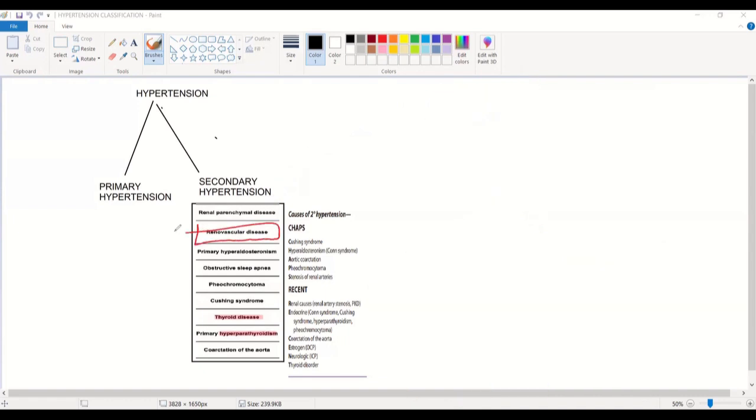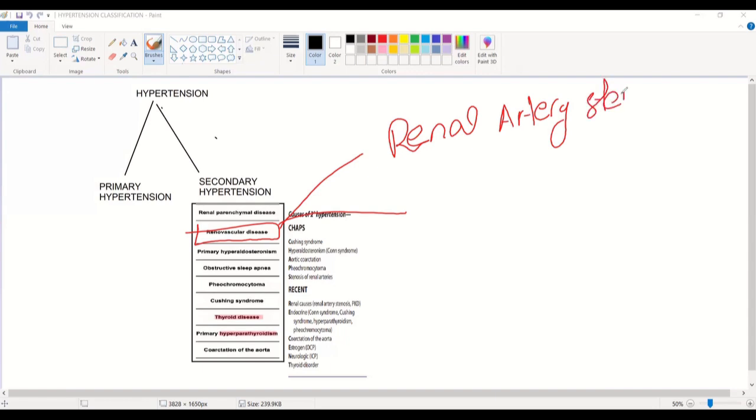Okay, the renovascular hypertension. Can anybody tell me the cause of renovascular hypertension? Renal artery stenosis. Okay. Also fibromuscular dysplasia. Yes. So renal artery stenosis and also fibromuscular dysplasia. So this renal artery stenosis may be due to fibromuscular dysplasia, and may be due to atherosclerotic lesion, right? Atherosclerotic lesion.